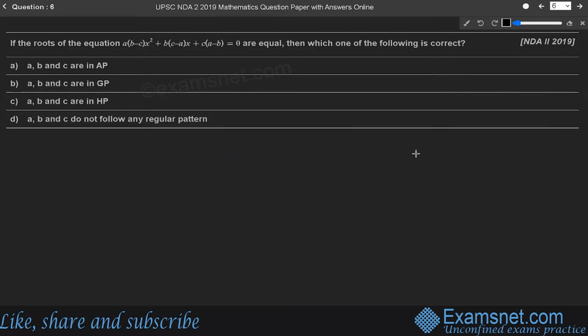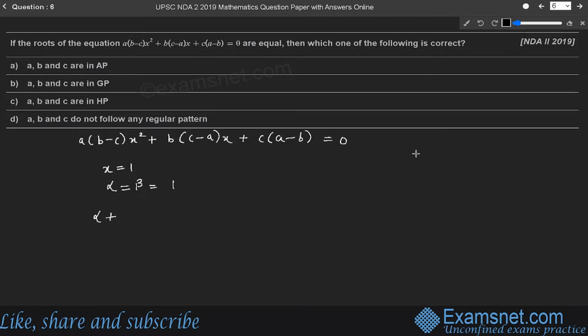Next question is also a very interesting question. If the roots of the equation a(b minus c)x square plus b(c minus a)x plus c(a minus b) is equal to 0 are equal, then which one of the following is correct? It is given that roots of this equation are equal. Therefore, x is equal to 1 and alpha is equal to beta is equal to 1.